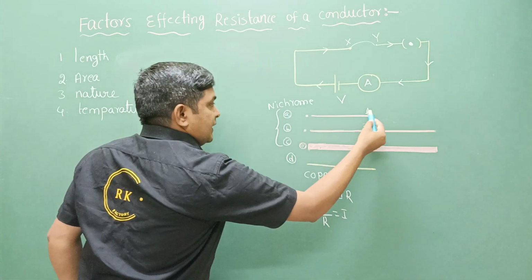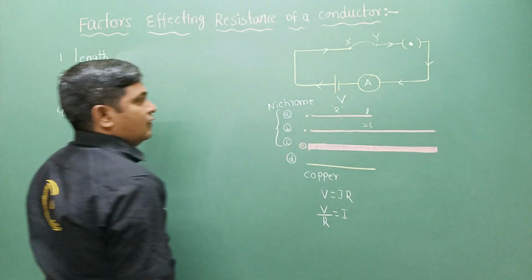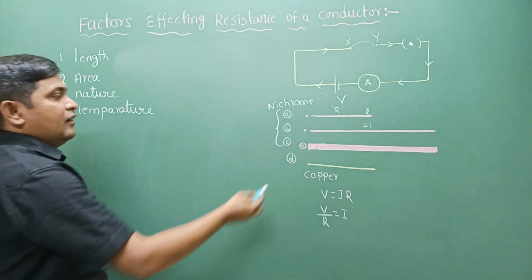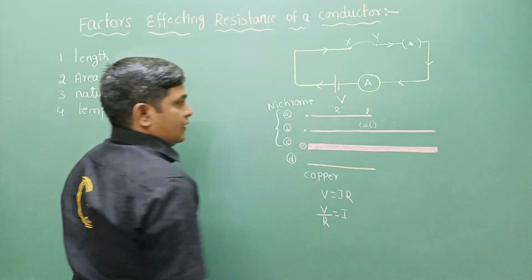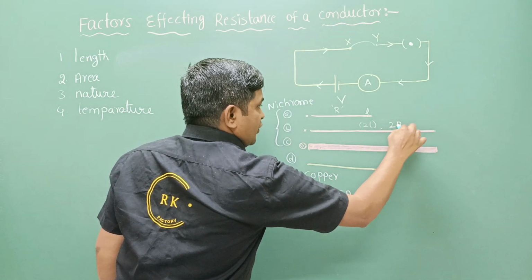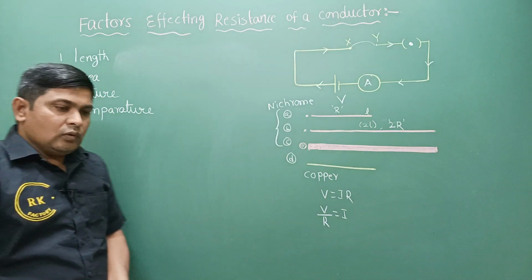Let us see. If length L of nichrome wire has the resistance R, let us say it has some current reading. When you come to the second one, it has 2L. What is going to be the value of resistance? It is also 2R. Why is it so?